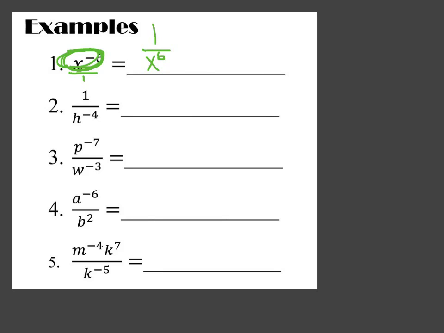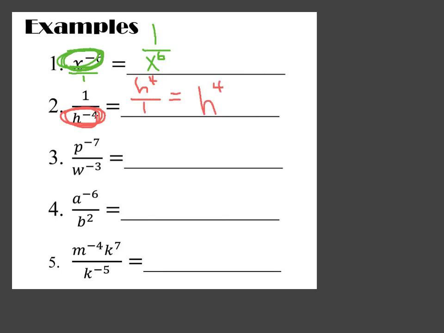Let's look at number 2. Again, I see this negative exponent going on, but this time it's already in the bottom of my fraction, so I get to move it to the top now and make my 4 positive. And then again, the bottom of my fraction is now empty, so I get to put a 1 down here. And that really just simplifies to h to the power 4.